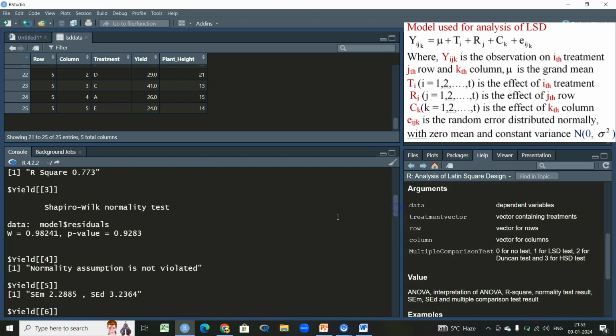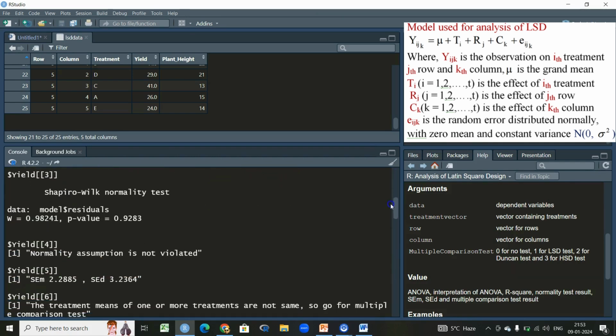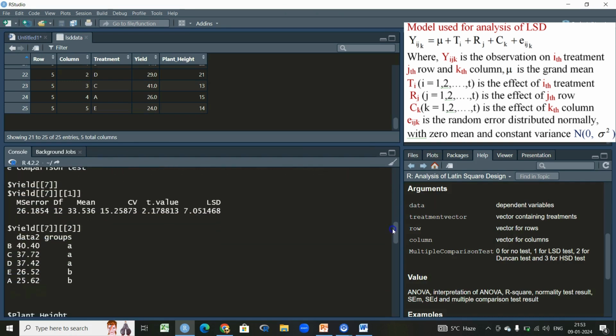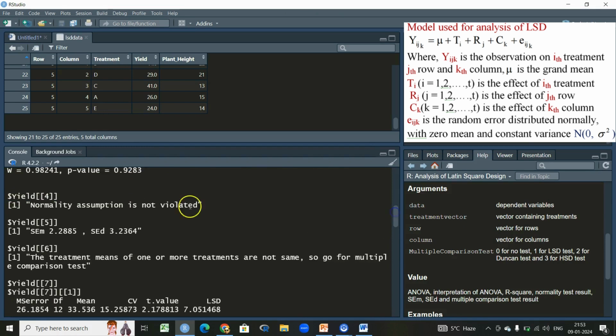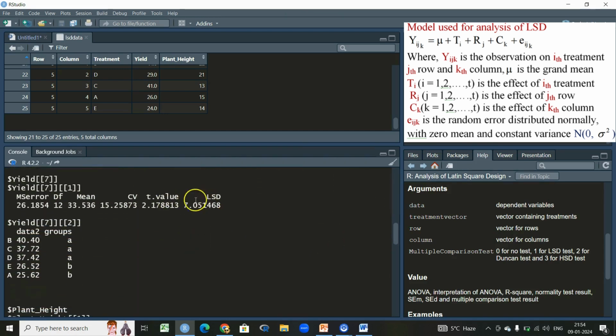As far as the normality test is concerned, it is found to be non-significant, which gives us an indication that the errors are normally distributed. Once we are done with the normality test, we can find out whether our treatments are significant or not. But before that, we have in the output the standard error of mean and standard error of difference of mean, which are required to calculate the least significant difference. Then we have the mean square error for the model, the degrees of freedom for error, the general mean, and the coefficient of variation. Then we have the t value, which is very important to calculate this.